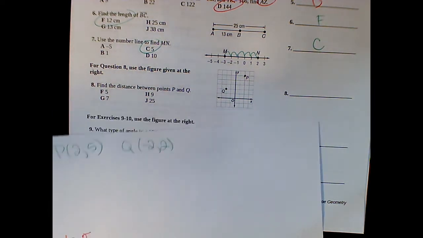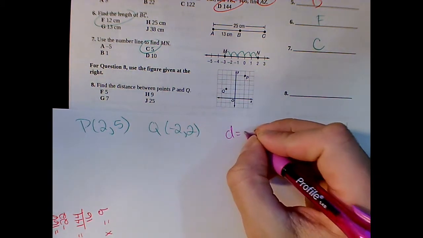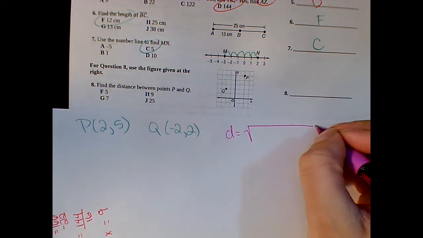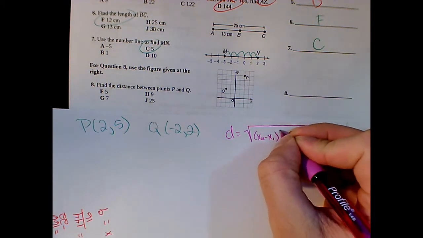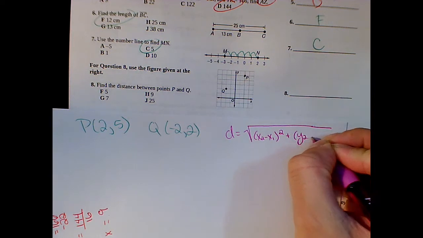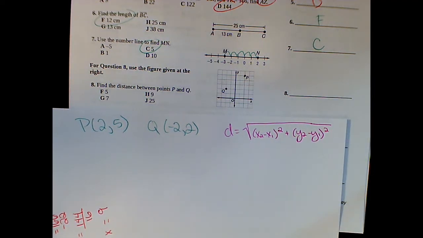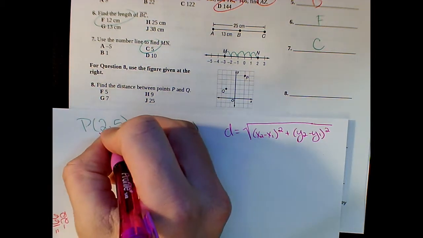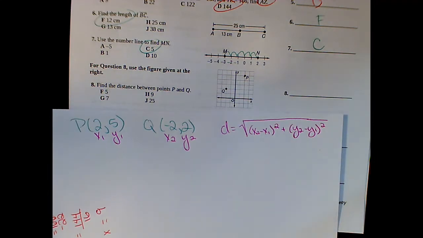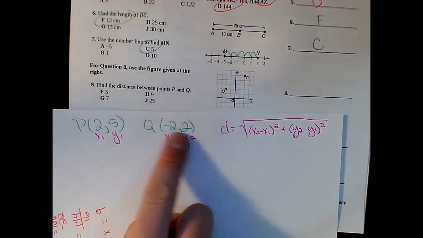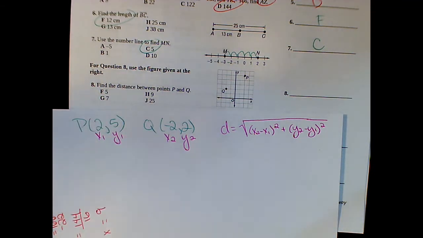The distance formula is D equals the square root of (x sub 2 minus x sub 1) squared plus (y sub 2 minus y sub 1) squared. Okay, let's label our points x sub 1, y sub 1, x sub 2, y sub 2. It doesn't matter which one you choose to be the 1s or the 2s, as long as you don't do something like x sub 1, y sub 2.